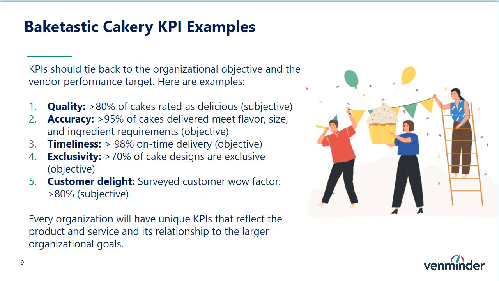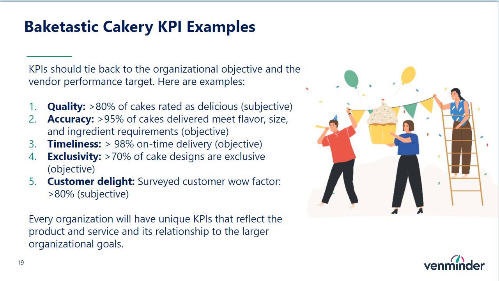You'll remember that our KPI should tie back to those performance targets we discussed earlier. In this case, our cake vendor has 5 specific KPIs that we're going to be measuring. The first is the quality of the cake. So we're going to measure from a customer satisfaction survey that rates how delicious the cakes are. So maybe that's on a scale of 1 to 10. In this particular KPI, we want 80% or more of the cakes to be rated as delicious. Okay, subjective metric here.